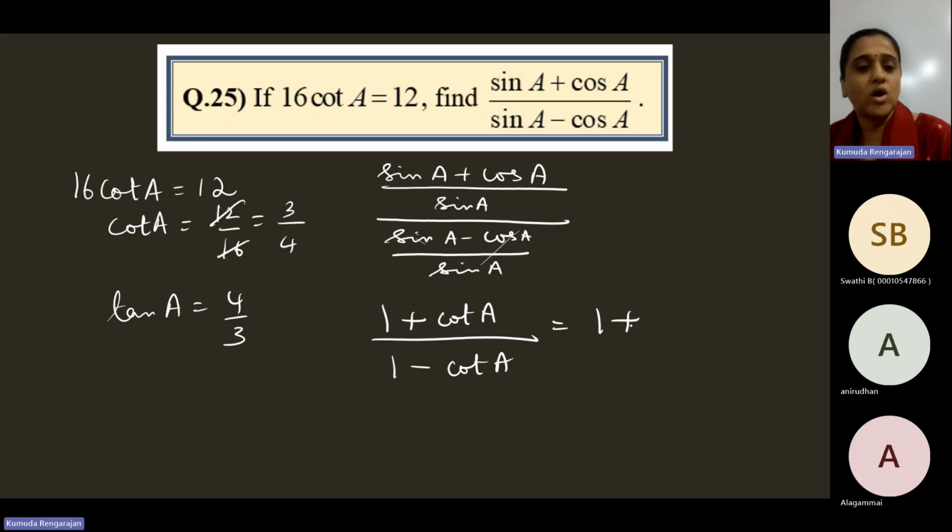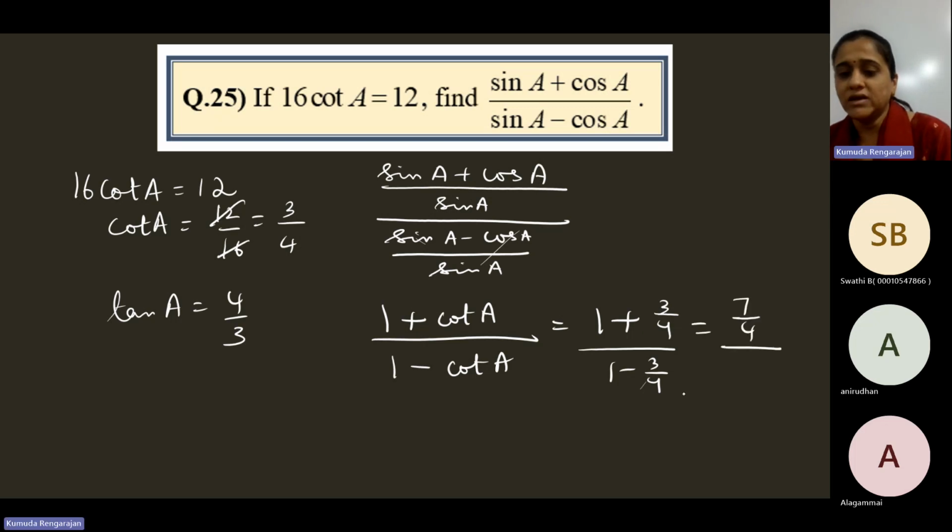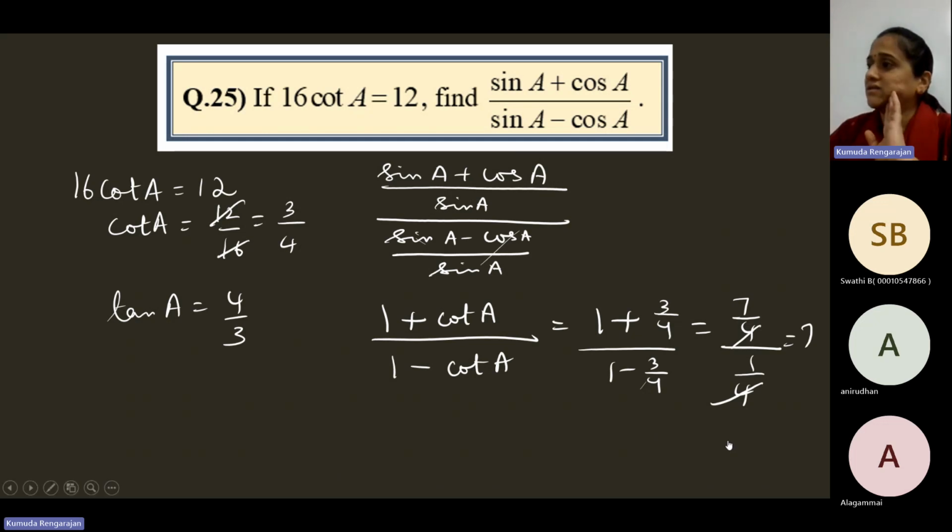We evaluated. 1 plus cot A is what? 3/4 by 1 minus 3/4. Don't cancel 3/4 and 3/4, you cannot cancel them. So 1 plus 3/4, you'll have to take the LCM. So 7/4 by 1 minus 3/4, which is 1/4. 4 and 4 will get cancelled. So 7 is the answer. You can evaluate like this without using the right triangle.